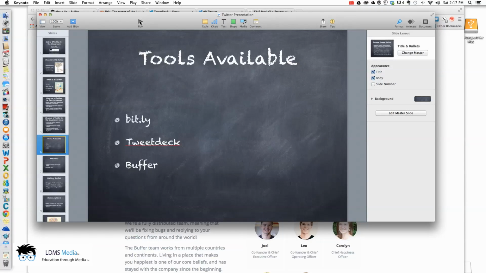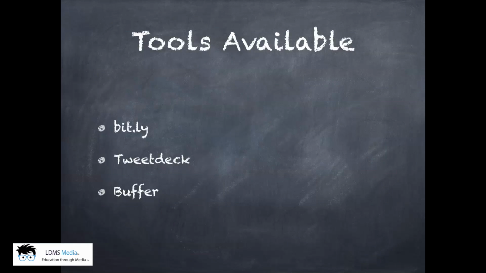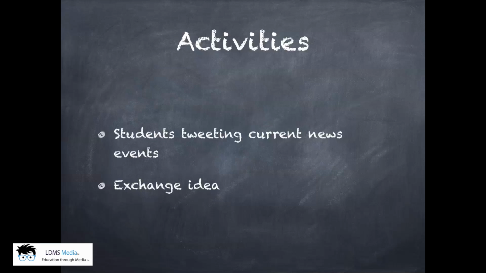And going back, those are the tools available, right? Some of the activities that you can do: you can ask students to tweet out current news events, whatever's going on in the world at the time. You can say, hey class, go find 2 or 3 credible tweets from news sources or organizations, and tweet them out to the class using a hashtag. Students will probably have fun with it.